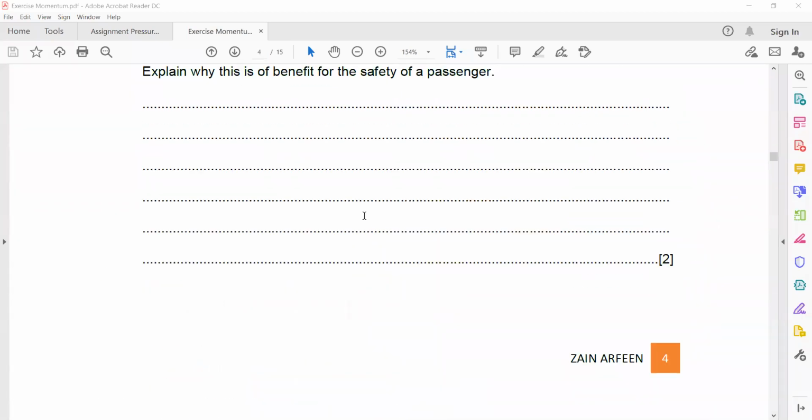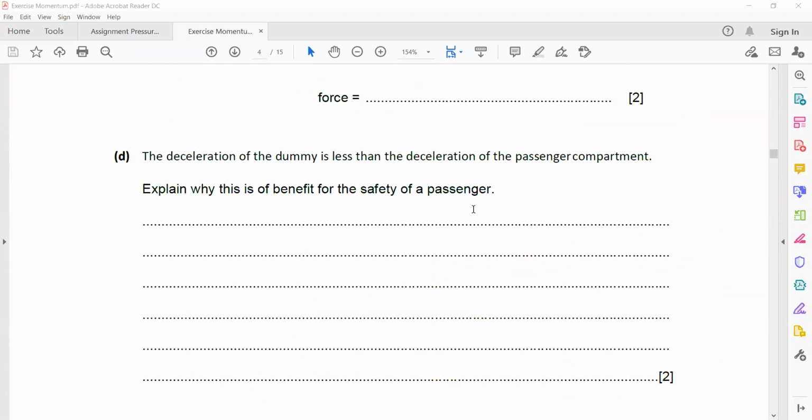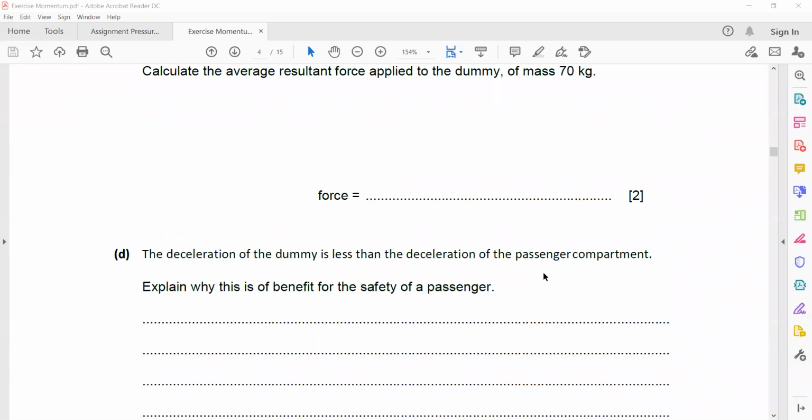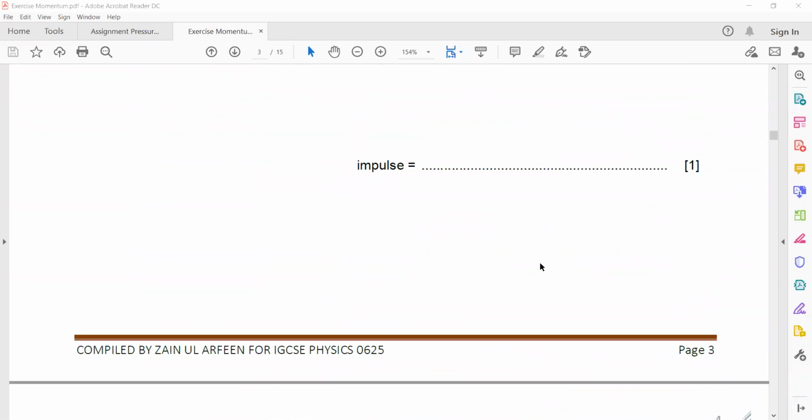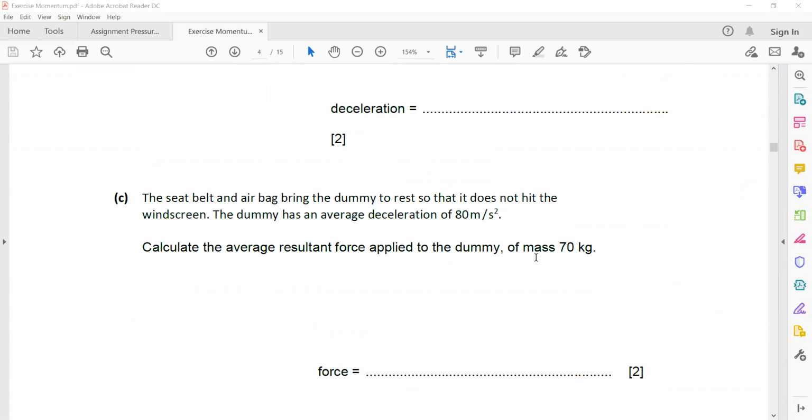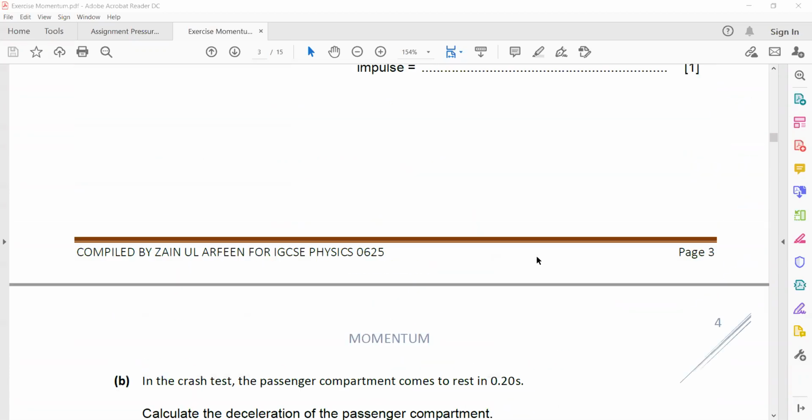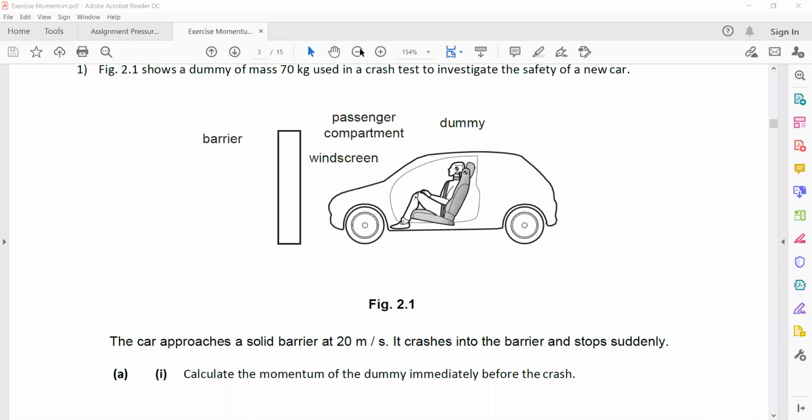The same thing, 1D. What is the benefit for the safety? The same answer is there. That is how the seat belts and airbags make it safe for the passenger, because the seat belt and the airbag increase the time for the object to stop. So if the time increases, the object will experience less force, so it is less likely to cause an injury.